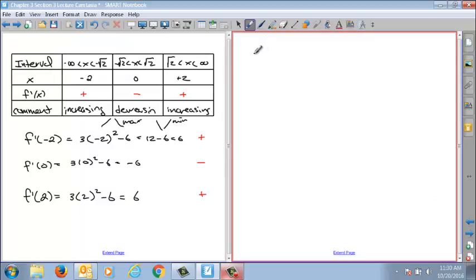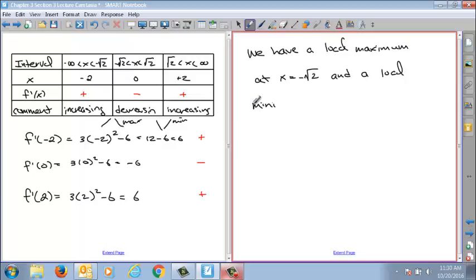So what we can say is we have a local maximum at x equals negative the square root of 2 and a local minimum at x equals the square root of 2, positive square root of 2.